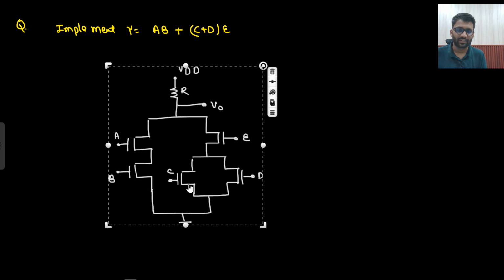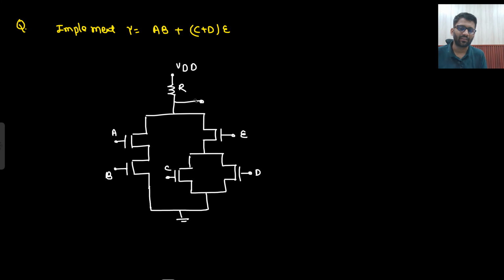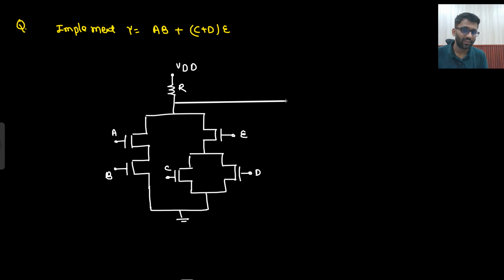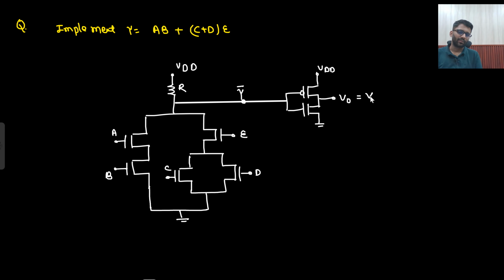Wait a second. This is not the final answer. We will use an inverter here as well, right? I forgot to use the inverter, because this will give us a bar. So here I will have to use an inverter. This will be the final output. The inverter will also be used so that whatever expression you have takes another bar. So here you have Y bar, and then V naught will be equal to Y.